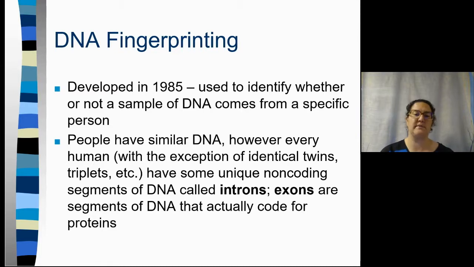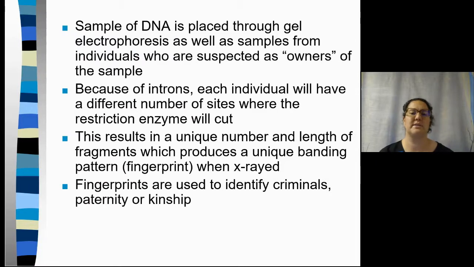DNA fingerprinting was developed in 1985 to determine whether or not a sample of DNA came from a specific individual. People generally have similar DNA, but every person, with the exception of identical twins or triplets, has some unique non-coding segments of DNA, called introns. Exons are segments of DNA that code for proteins, and basically humans have all the same coding for proteins because we all have the same life functions. So when that sample is placed through gel electrophoresis, we can compare the samples with each other, and we have a different number of sites where those restriction enzymes are cutting our DNA, so we have a different amount of long and short segments.